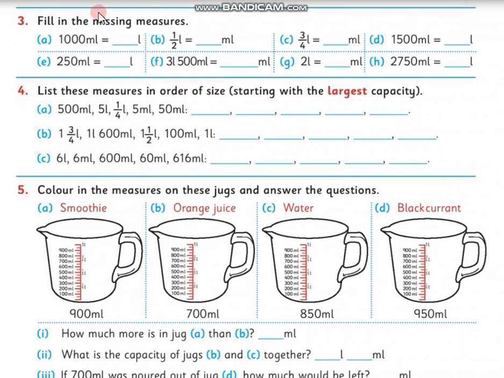Okay, so fill the missing measures. So we're looking for equivalent measures. So here we have 1,000 milliliters. How many liters is that? Here we have a half a liter. How many milliliters is that? And so on and so forth.